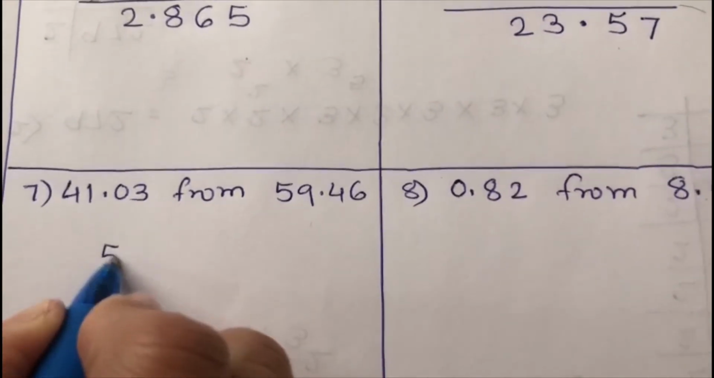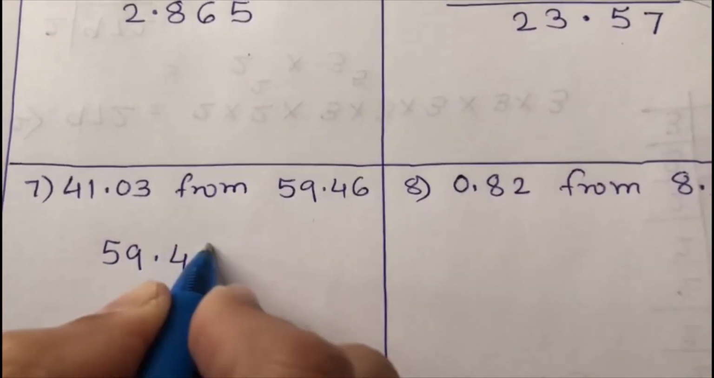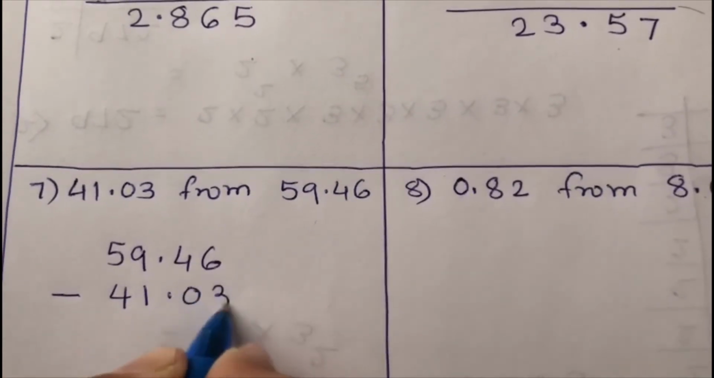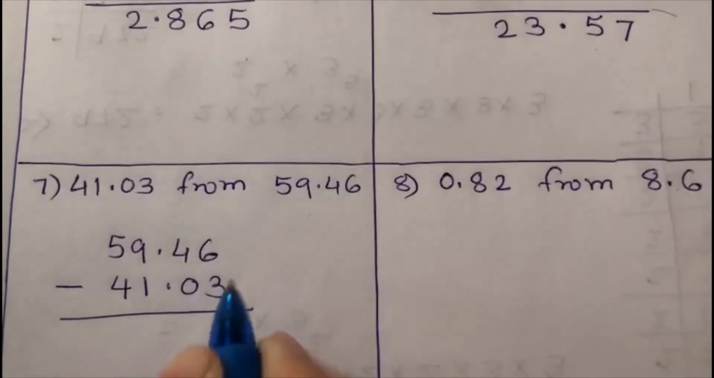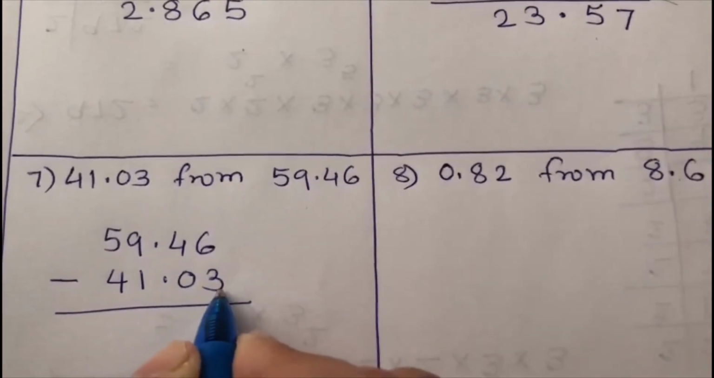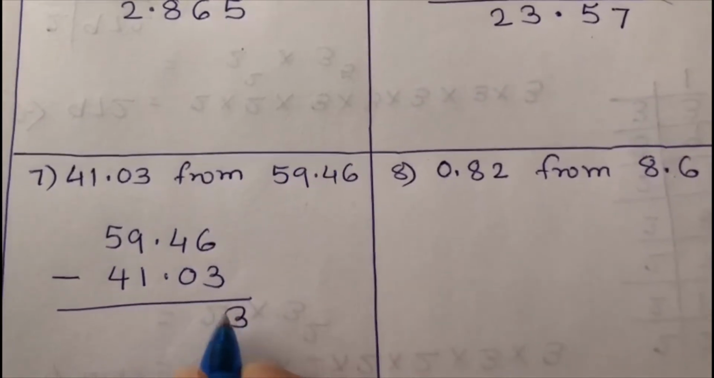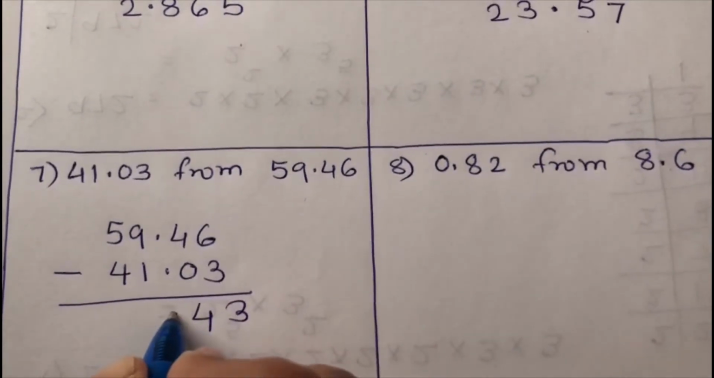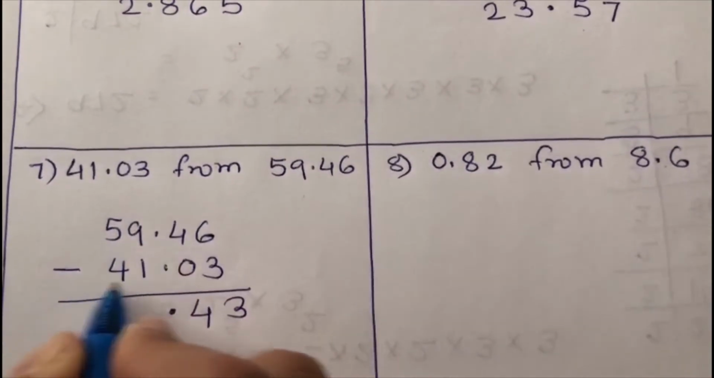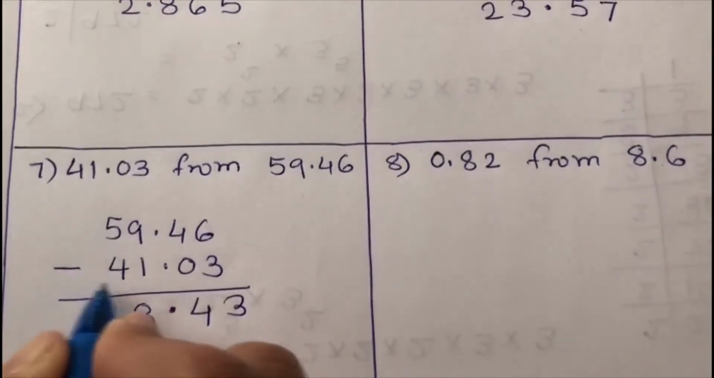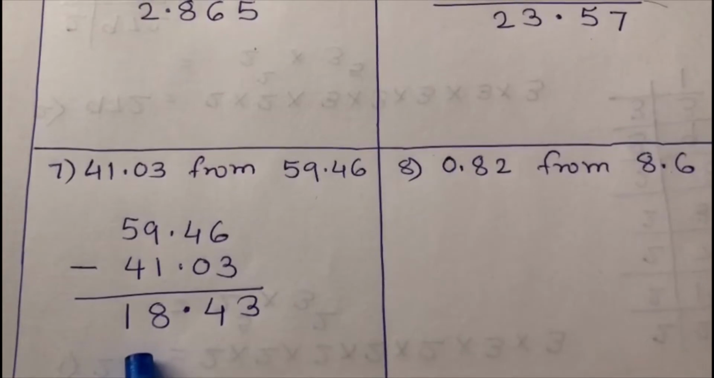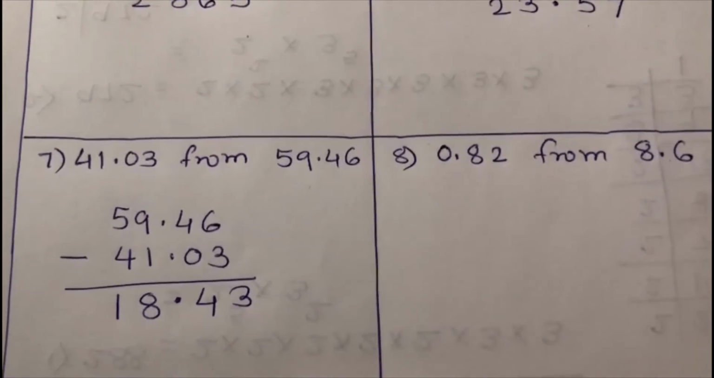Next example is, we have to subtract 41.03 from 59.46. So I write here 59.46 minus 41.03. When we subtract 3 from 6, we get 3. 4 minus 0 is 4, decimal point. 9 minus 1 is 8, and 5 minus 4 is 1. So we have got the value 18.43.